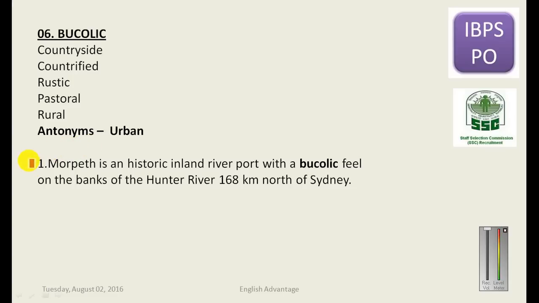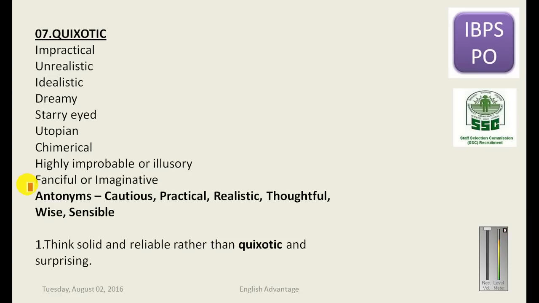Now let us look at the sentence. Morpeth is an historic inland river port with a bucolic feel on the banks of the Hunter River, 168 km north of Sydney. This is the example sentence. So bucolic means something related with the village, rural, pastoral, rustic, countrified, or countryside. So these are the synonyms, and urban will be the antonym. Now let us look at the next high frequency word.